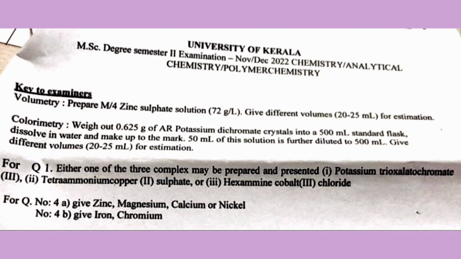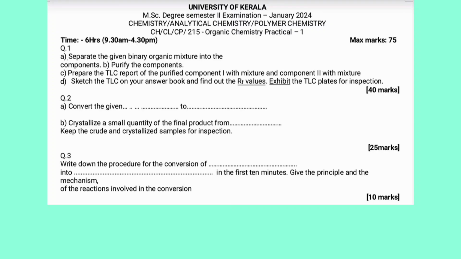So that's it. So next is CH215 Organic Chemistry Practicals 1. First question. 1a. Separate the given binary organic mixture into the components. B. Purify the components. C. Prepare the TLC of the purified component 1 with mixture and component 2 with mixture. D. Sketch the TLC in your answer book and find out the Rf values. Exhibit the TLC plates for inspection.